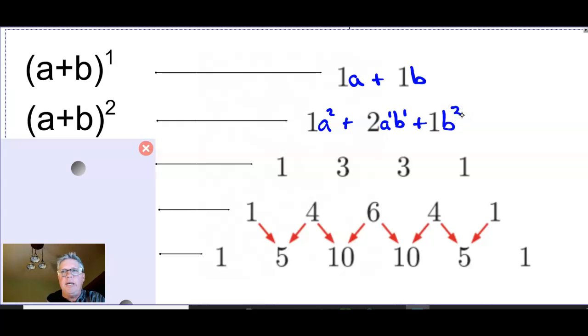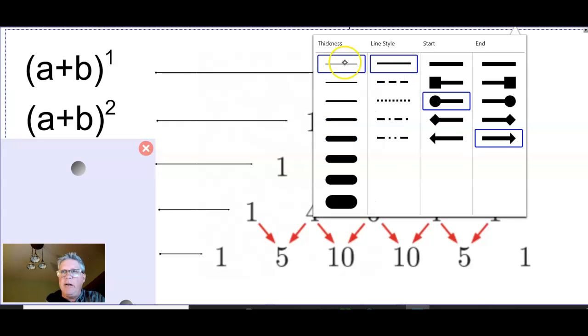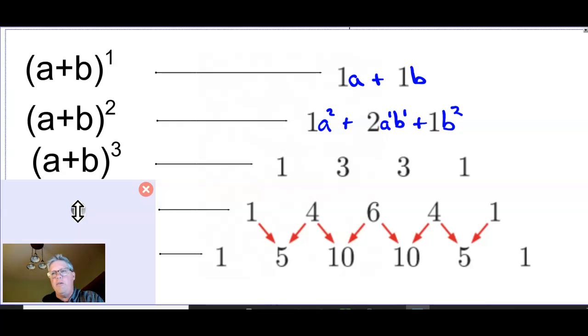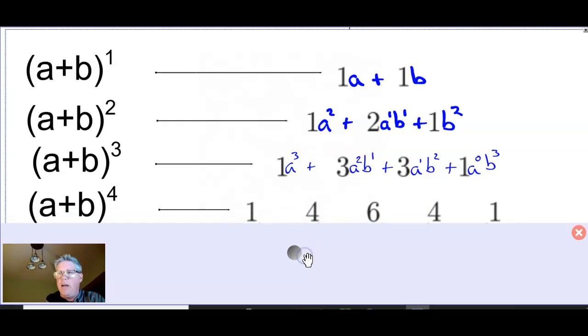Oh, no way. Mr. Sayers, you better get a thinner pen. All right. No, but 1a cubed plus 3a squared b to the first plus 3a to the first b squared plus b cubed. Maybe we can see the whole pattern. Whoa, that's so exciting. We got rid of all that. In fact, let's just get rid of that bad boy.